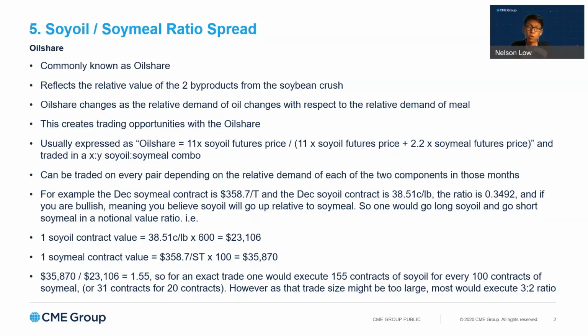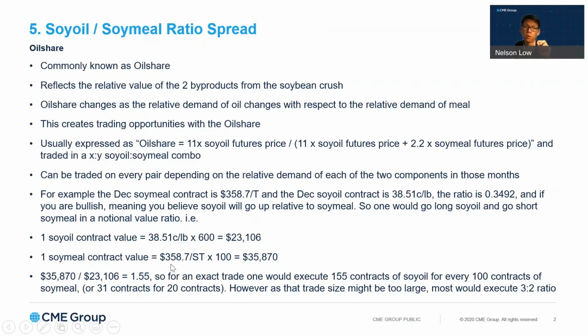A ratio spread is slightly different in the sense that you need to calculate a ratio between the two products. A ratio basically means you trade them in what we call a notional value equivalent, which is to say that you trade the same notional value of soybean oil versus the same notional value of soybean meal. When you do that, you're basically trading the percentage, or rather the oil share.